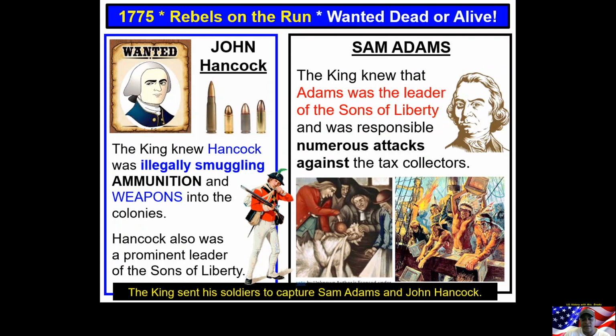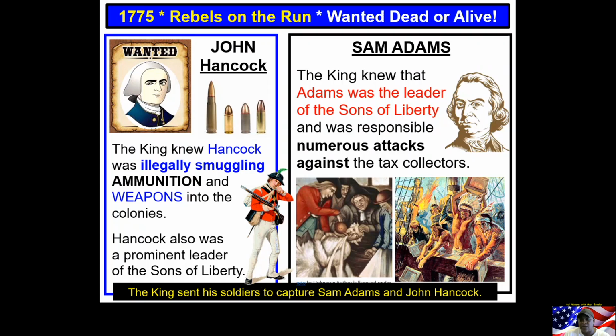John Hancock, he was illegally smuggling ammunition and weapons into the colonies. You can't do that. The king didn't want a lot of weapons brought into the colonies. And John Hancock was a merchant. He's also a member of the Sons of Liberty. That's that group. They're a little bit violent. They'd be protesting and beating up tax collectors. Well, the king wants him arrested.